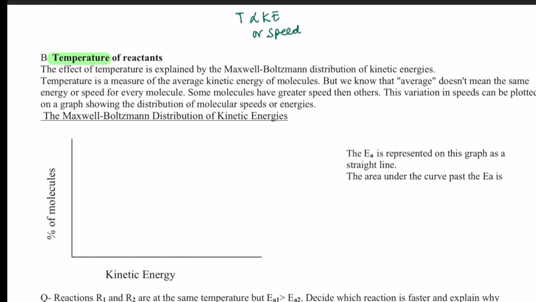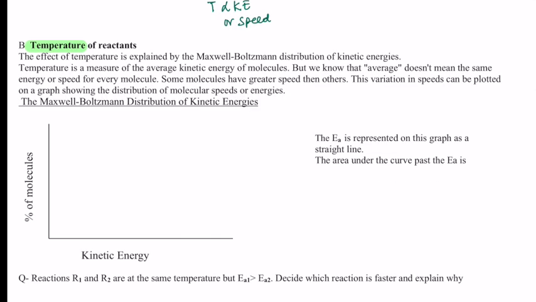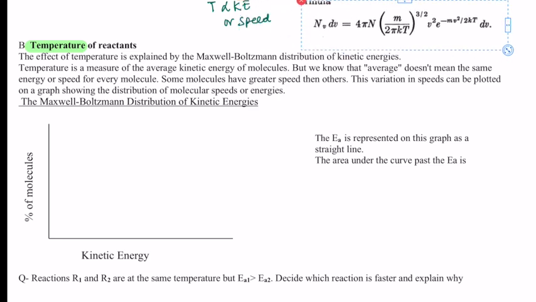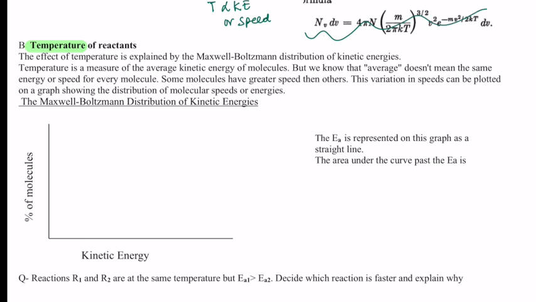There is a distribution of energies and speeds, and the temperature only reflects the average kinetic energy or the average speed. The variation in speeds and kinetic energy can be plotted on what is called a Maxwell Boltzmann curve. Just FYI, this curve comes from this equation. You never have to use this equation in high school, so don't let it bother you. All you need to know is the graph that this equation generates.